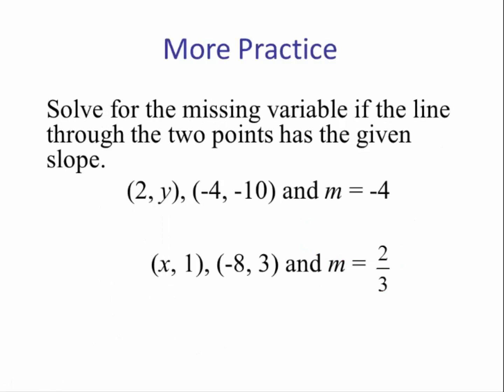Solve for the following variables, given the line going through the 2 points that has the given slope. So I'd like you to try these 2 problems on your own. You may want to pause the video and then come back and check the answer.